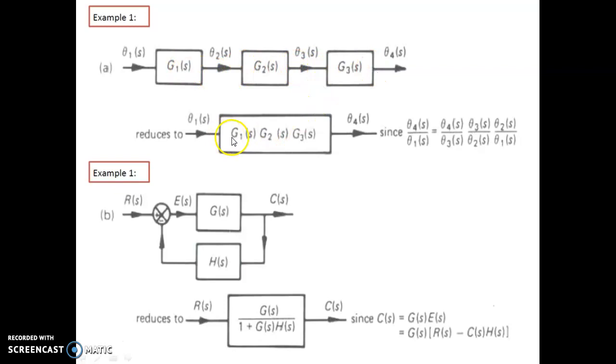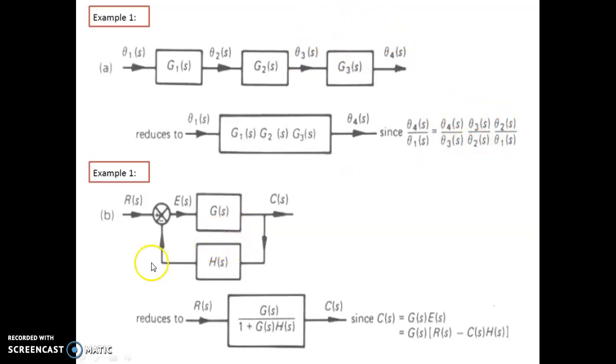Blocks connected in series, G1, G2, G3, theta 1 by theta 4. So the transfer function will be theta 4 by theta 1, which equals G1, meaning theta 2 by theta 1, G2, meaning theta 3 divided by theta 2, G3, meaning theta 4 divided by theta 3, right?